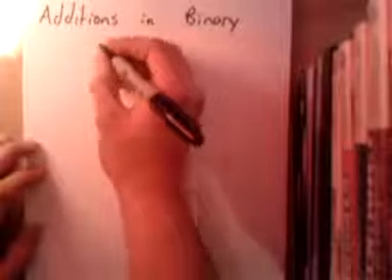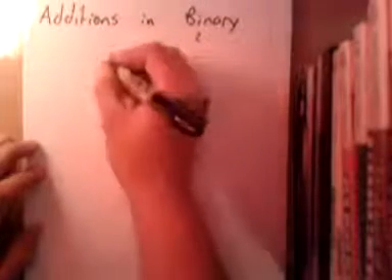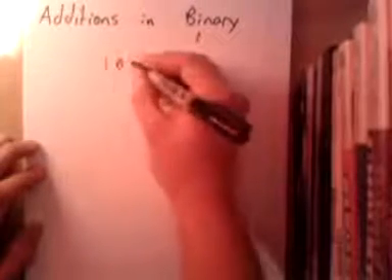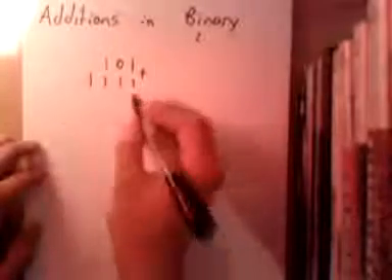Okay, let's do a video on additions in different number bases. The first we're going to be using is binary. Binary uses a base of 2, so we'll only be using ones and zeros. For an example, we'll use 101 plus 1111. Just a random example out of my head.